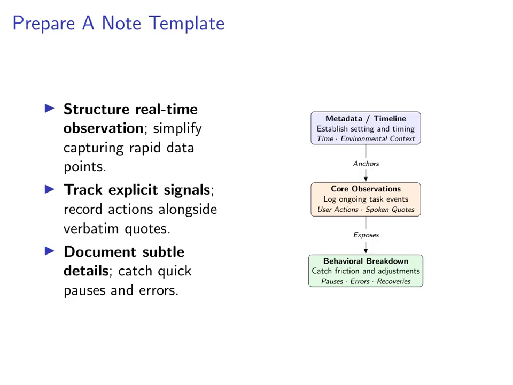A note template makes observation easier while the task is happening. It can include space for time, action, spoken quote, pause, error, recovery, and context. The template does not need to be complicated. Its job is to remind you what to capture. Without a structure, researchers often write only the most obvious moments and miss smaller signals.